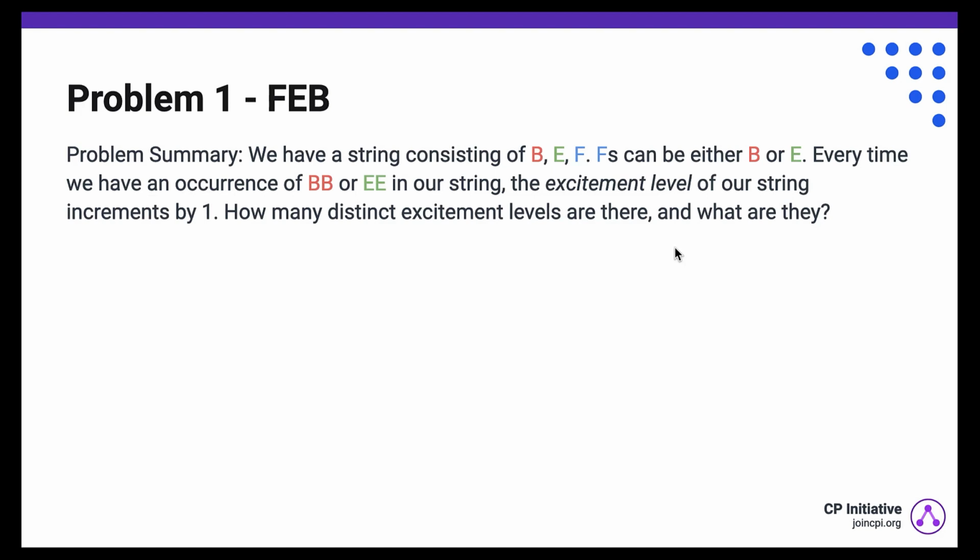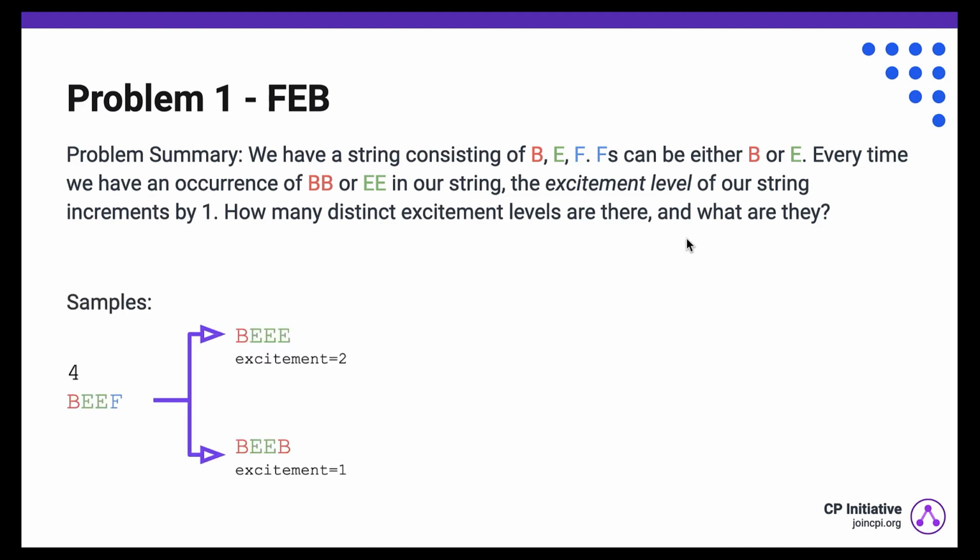So when looking at a problem, it's usually a good idea to start with the samples first. And then for the first sample, which is 4, and then BEEF, we see that our F can become either an E or a B. And in the former case, you'll have an excitement level of 2. And in the latter, you'll have an excitement level of 1.